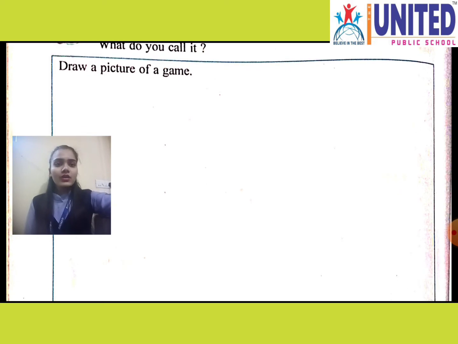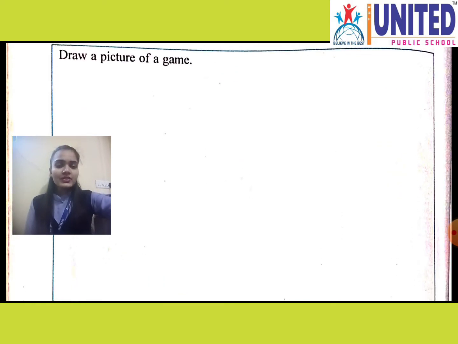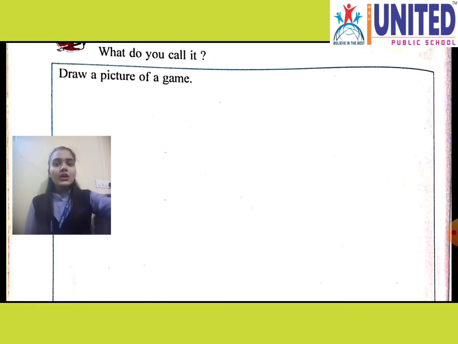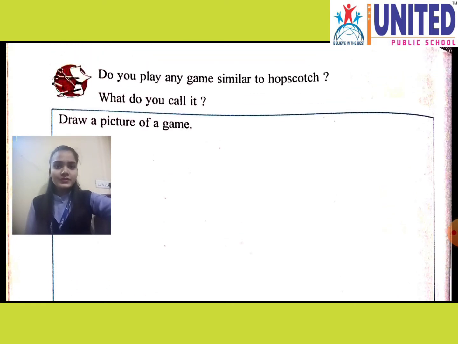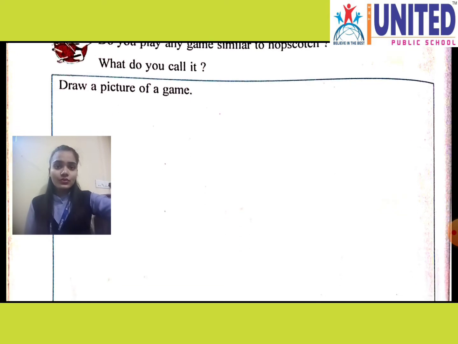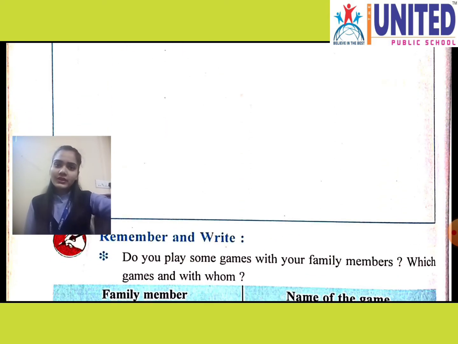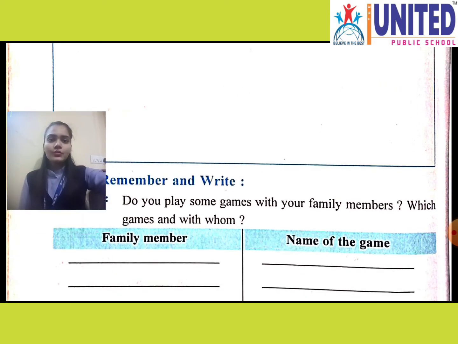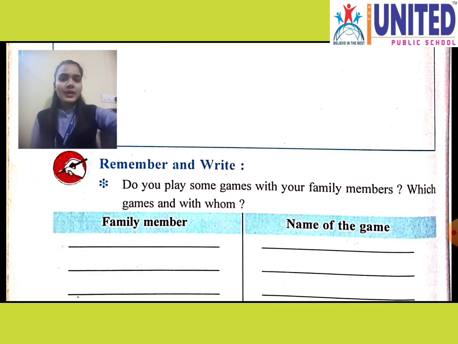One box is given here beta, so in this box you have to draw the picture of that game that is similar to the hopscotch. Okay, so this is something you have to do yourself. So you got it, what you have to do. Now next is remember and write.